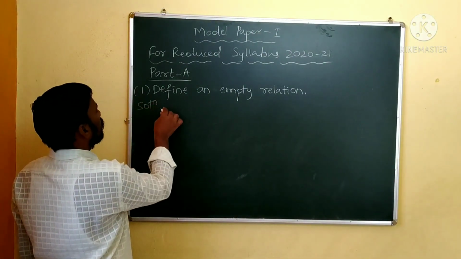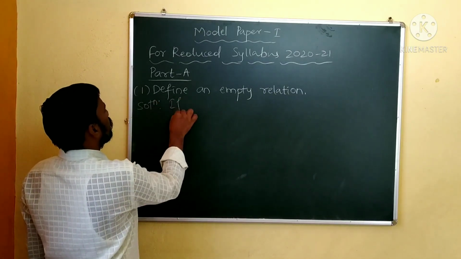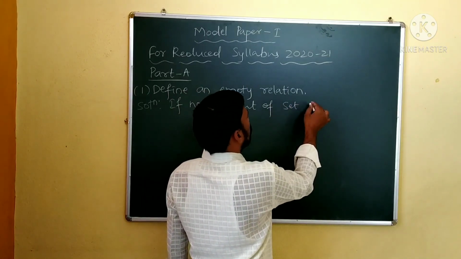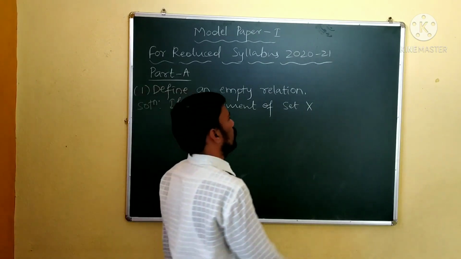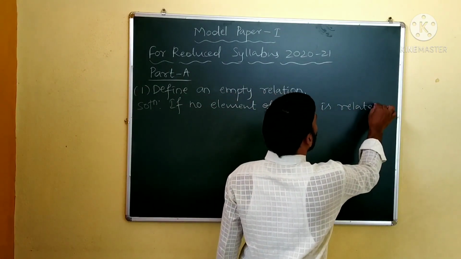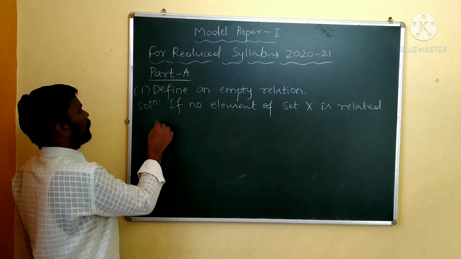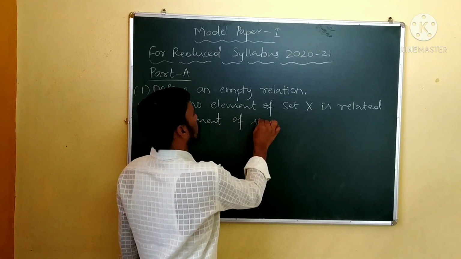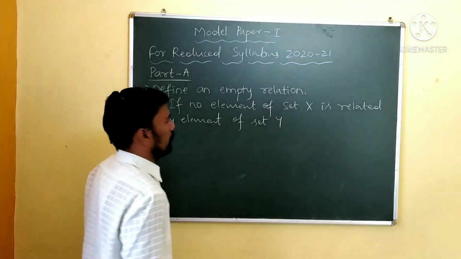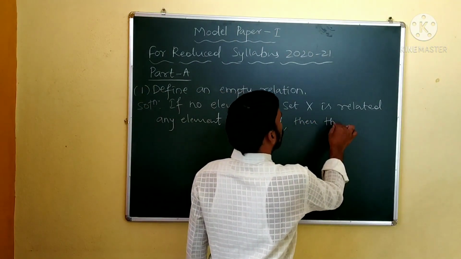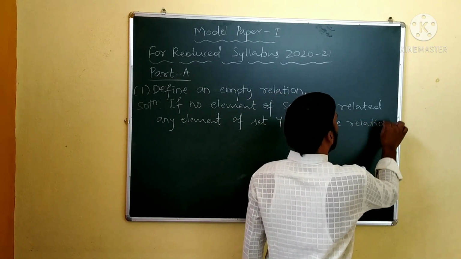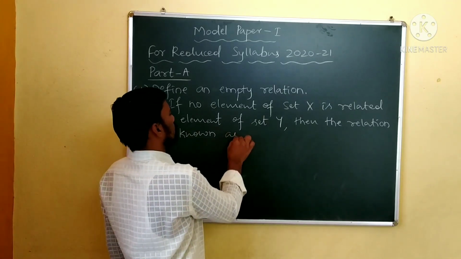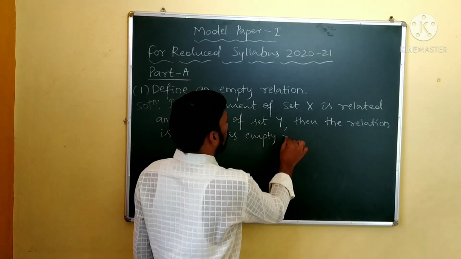Very simple. The word itself says: if no element of set X is related to any element of set Y, then the relation is known as an empty relation. Okay. You can write in your own words also. Empty relation.